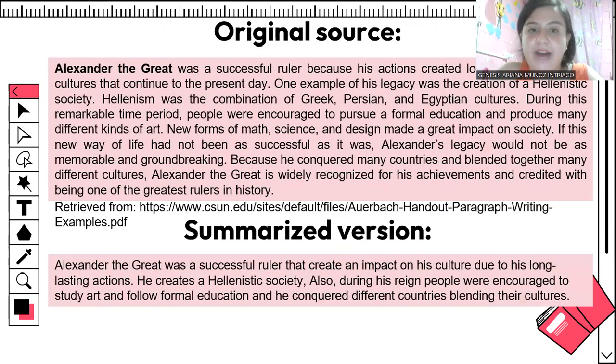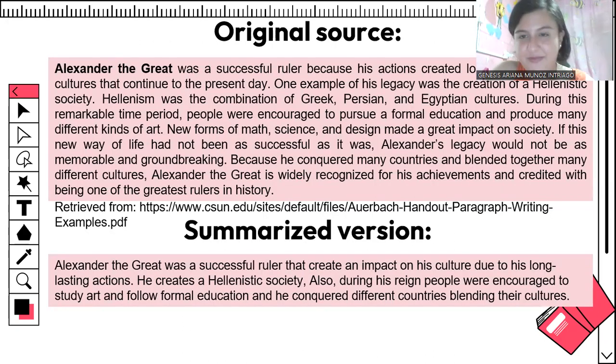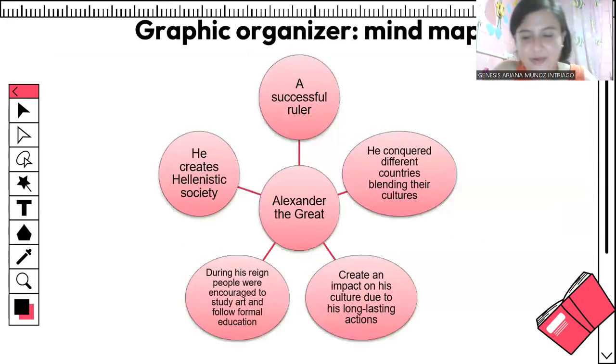So here we have the original source. Alexander the Great was the topic. And here we have the summarized version, okay? In a mind map. It is exactly the same information. The summarized version is the same information in the graphic organizer, okay?